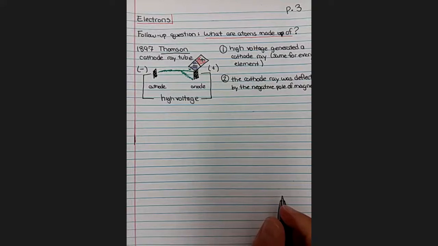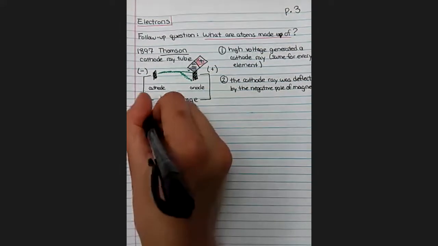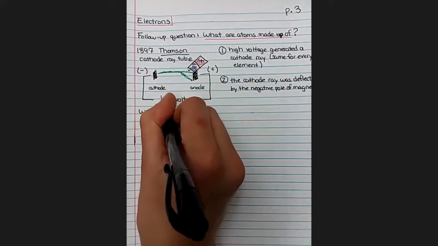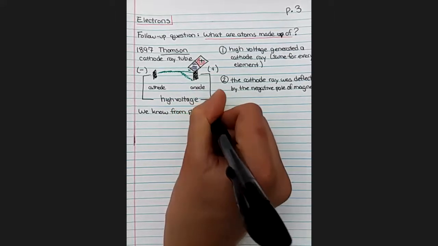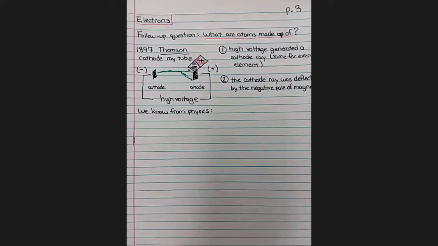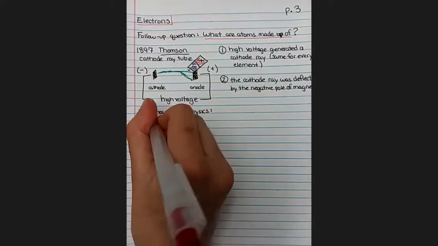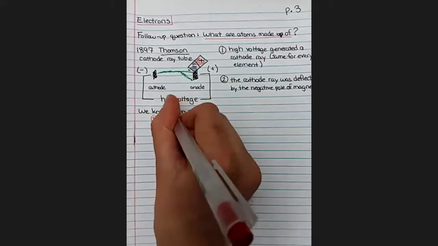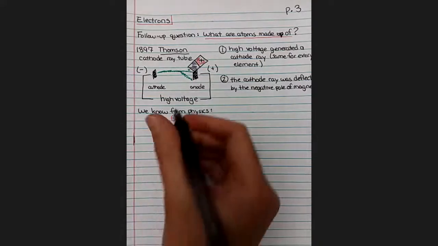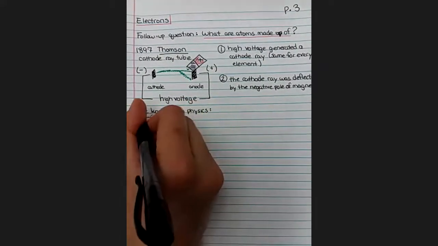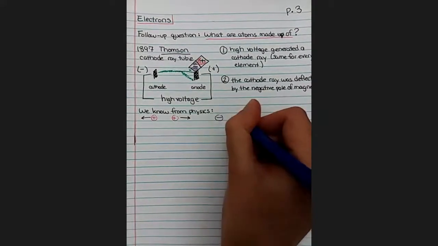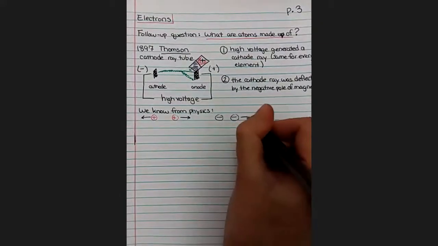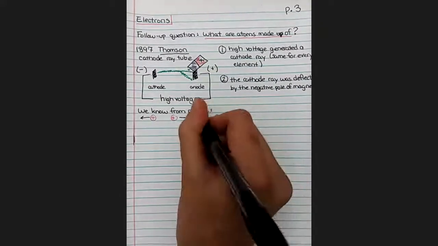Okay, let's do a super fast review of physics, because really, this is as much physics as it is chemistry. So what do we learn about charges in physics? What happens when we have like charges, and what happens when we have opposite charges? So two like charges are going to repel each other. So if you have two positive charges, they're going to push away from each other. If you have two negative charges, they're going to push away from each other.